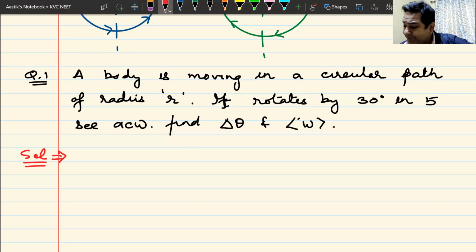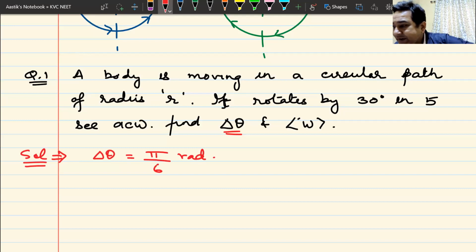I hope you have done this, everyone. Can I have some answers? What is the angular displacement? It is moving in anti-clockwise direction. So the angular displacement would be 30 degrees. You cannot give the answer in degrees. You have to get the answer in radians. How much is 30 degrees in radians? You must know this. 180 degrees is pi radians. So 30 degrees would be pi by 6 radians. Am I clear? Pi by 6 radians. Do we all understand this?